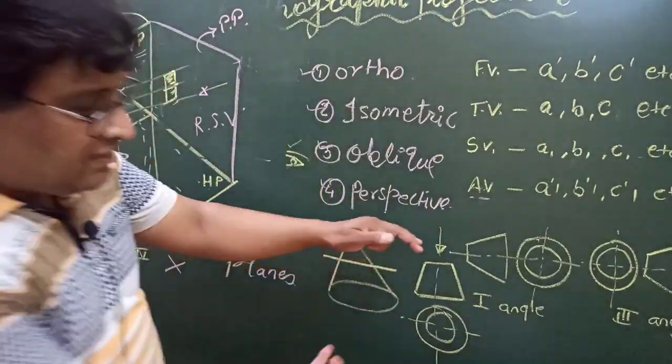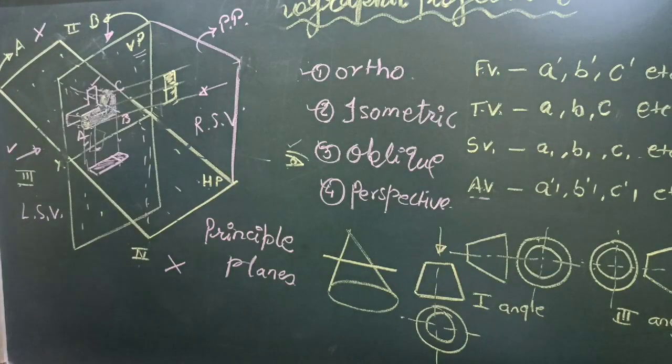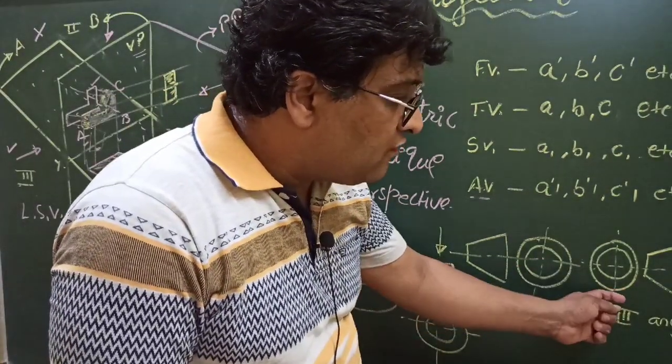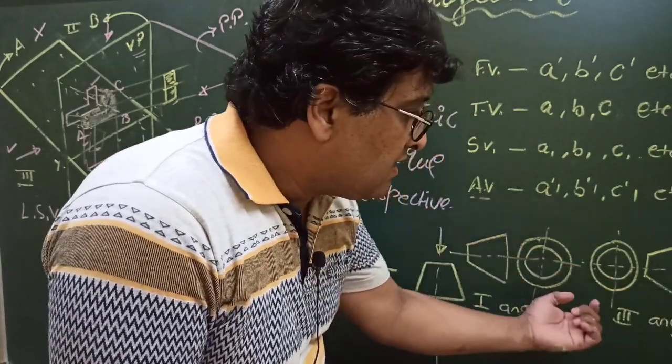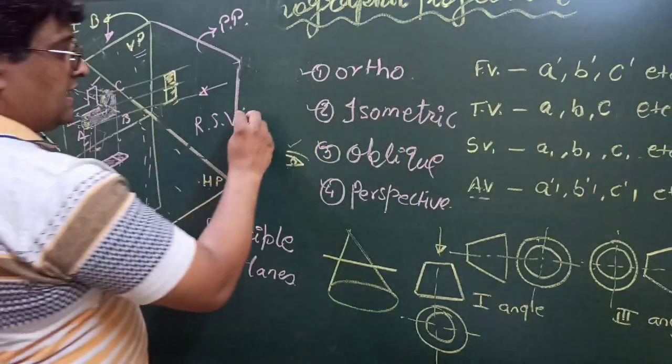So when we tilt it like that 90 degrees, this will be the first angle projection symbol. If I reverse this, meaning top view above the XY line and front view below the XY line, then it becomes third angle projection. So basically it's something like that.